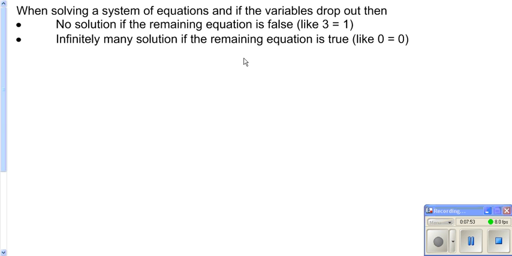However, if all your variables drop out and what you're left with is a true statement like 0 equals 0 or say 7 equals 7, then it's infinitely many solutions. When it's infinitely many solutions, remember, that's the two lines being the same line. If it's a false statement, that's no solution. That means the two lines, if you were to graph them, would be parallel lines.